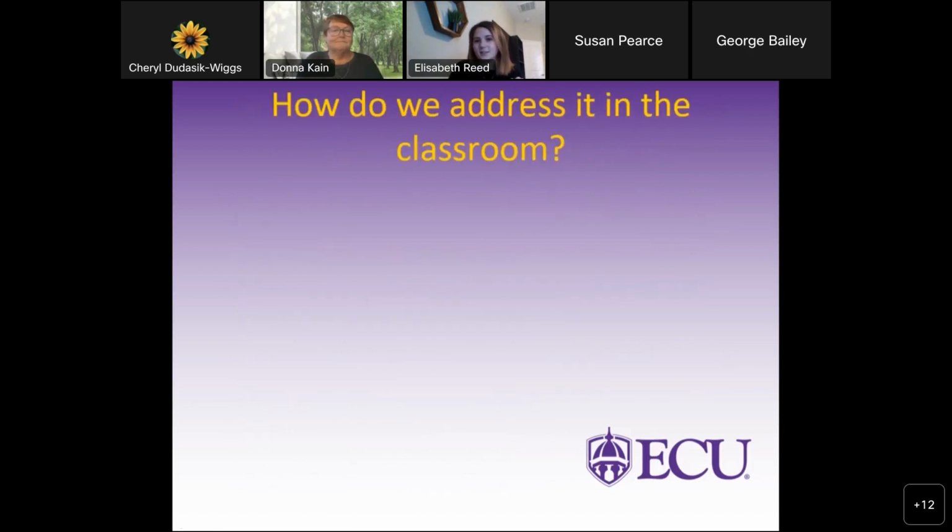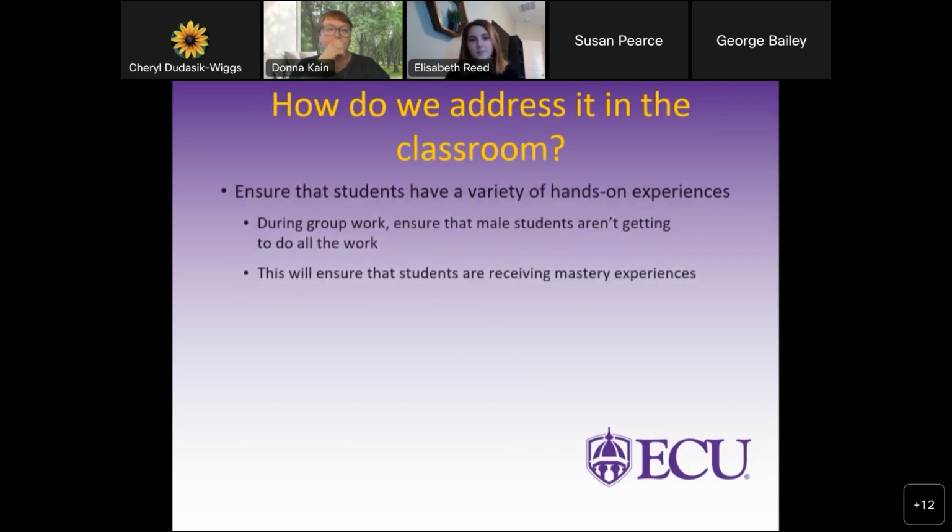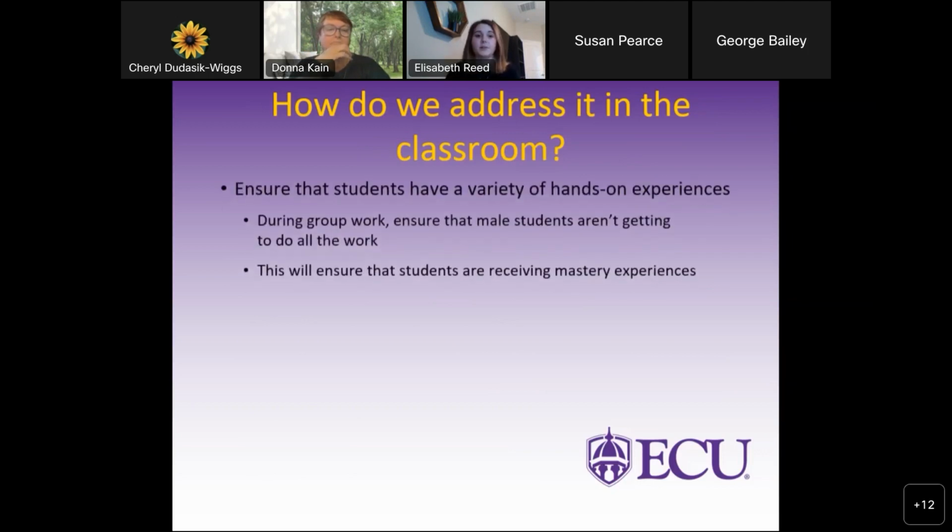And then I also really want to talk about building self-efficacy in the classroom, because these perceptions of STEM identity, they're actually established between first and second grade. So if we can start early, then we can get more women into STEM. So in building mastery experiences, during group work, ensure that male students aren't getting to do all the work, but also ensure that women aren't having to do all the work either. This can ensure that every student is having the opportunity to get their hands on the project.